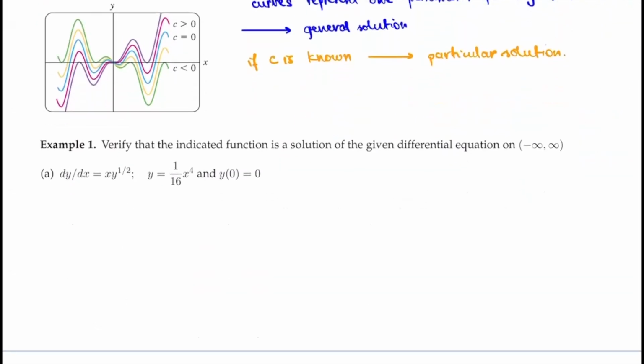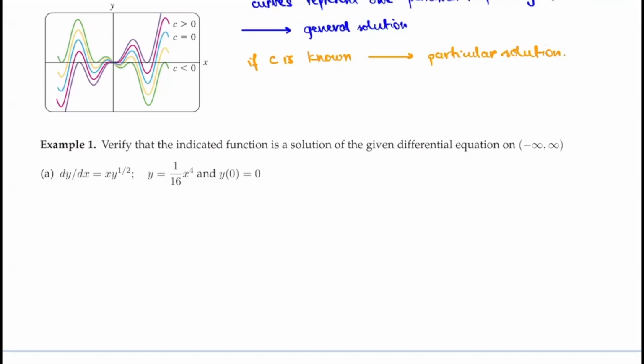Now, for example one, I want to verify something. Verify that the indicated function is a solution to the given differential equation on the interval from negative infinity to positive infinity. So let me do problem A first. What you do is very straightforward. You substitute what you have into the left-hand side of the differential equation and also the right-hand side, and hopefully you get a true statement out of this verification.